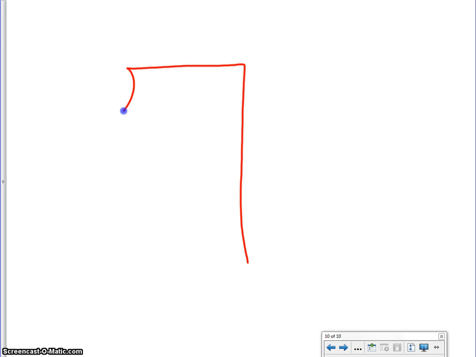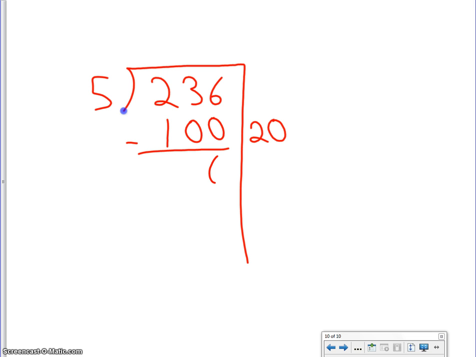All right, my super 7, let's go 236 divided by, let's say, 5. Okay, so I know I could start with 10. 5 times 10 is 50. Well, 5 times 20 is 100, so maybe I'll start with that. So 5 groups of 20 is 100, and I'm left with 136. Well, I could do that again. Give everyone another 20. 20 times 5 is another 100.